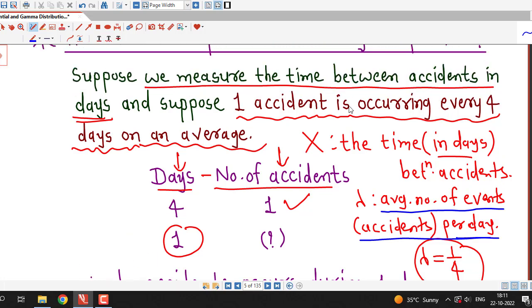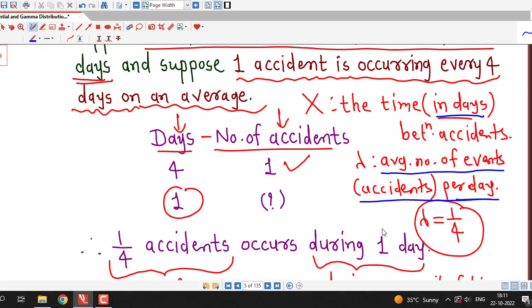Here it is given that one accident is occurring every 4 days on an average, but it is not given how many accidents are occurring on an average per day. Here we have to decide lambda, which is the average number of events per unit of time. Here time is given in days, so we have to decide what the average number of accidents per day is. We can decide from this information that if we have 4 days, the number of accidents is 1, therefore there are 1/4 accidents occurring during one day. That suggests we consider lambda equal to 1/4.